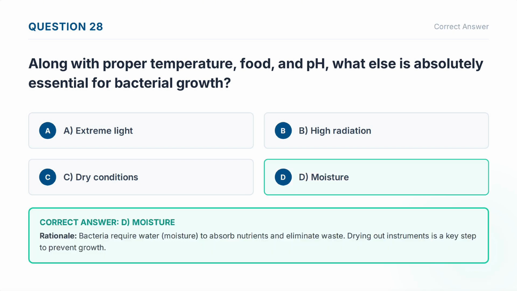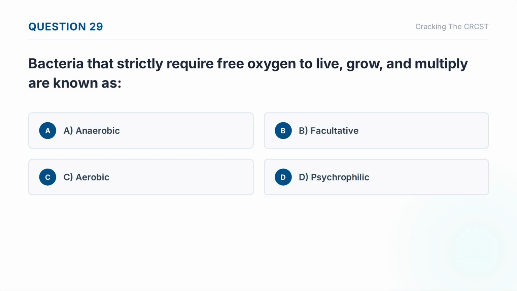Correct answer, D. Moisture. Rationale: Bacteria require water, moisture, to absorb nutrients and eliminate waste. Question 29. Bacteria that strictly require free oxygen to live, grow, and multiply are known as A. anaerobic, B. facultative, C. aerobic, D. psychrophilic.